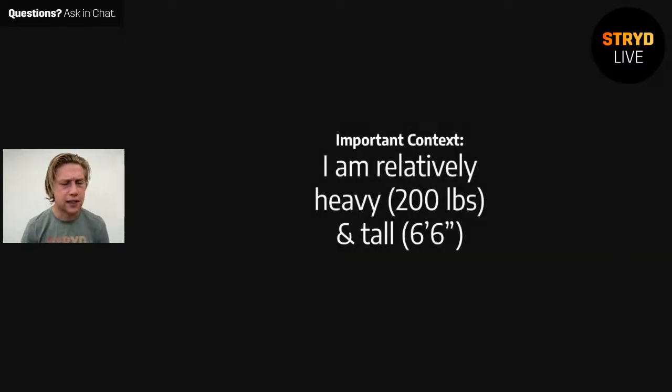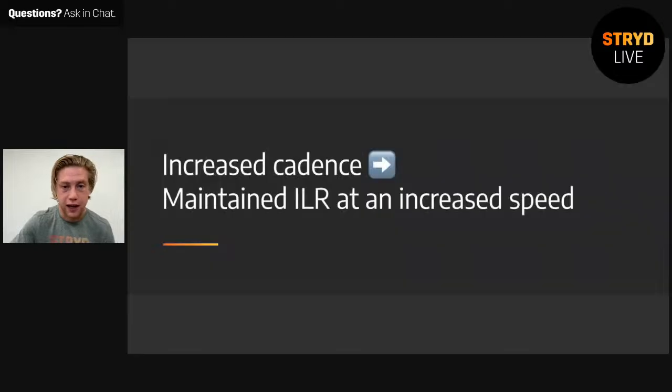And one piece of important context here, I am relatively heavy compared to most runners at 200 pounds and relatively tall at 6 feet 6 inches. So this has led to a lower relative cadence for me as well when considering these two factors. But I do believe for me, increasing the cadence led to that maintained impact loading rate at that increased speed.